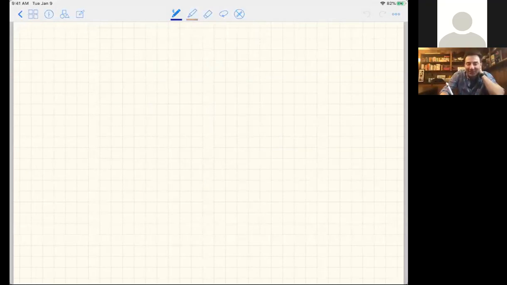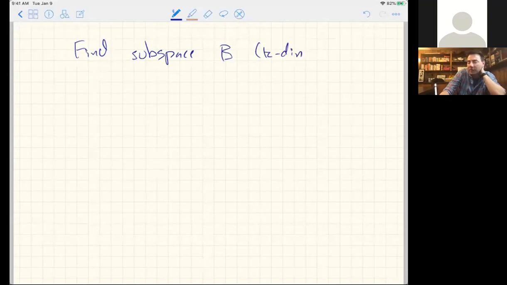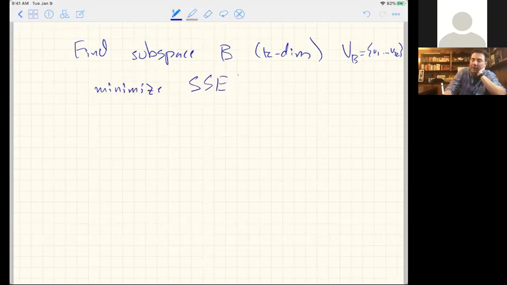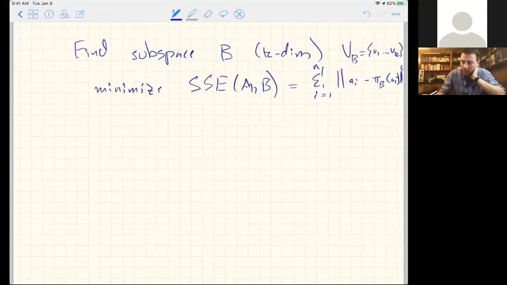So then the other thing we talked about is to find the subspace B, say k-dimensional, which I represented as V1 up to Vk, to minimize the sum of squared errors from A to B, which is equal to the sum of i equals 1 to n of a_i minus the projection onto B of each a_i, squared.